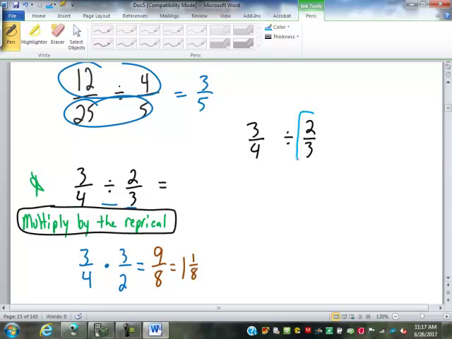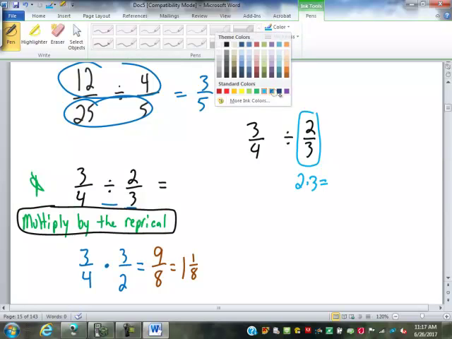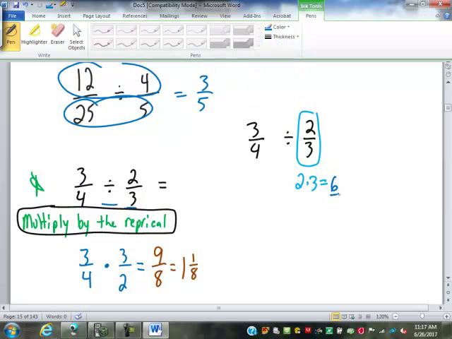I take the number I'm dividing by, the 2/3. Is that reduced? Is that in its simplest form? Yes, I cannot reduce it. So I'm going to take the numerator times the denominator. 2 times 3, which is 6. What that means is I'm going to use 6 to rename my first fraction.